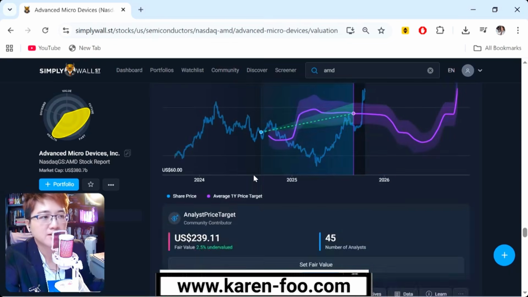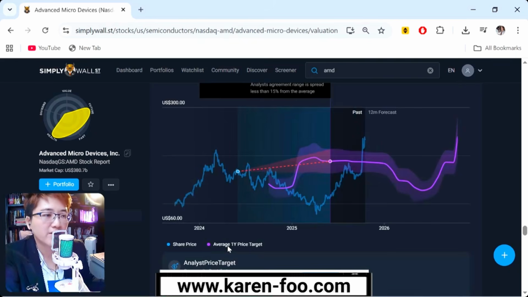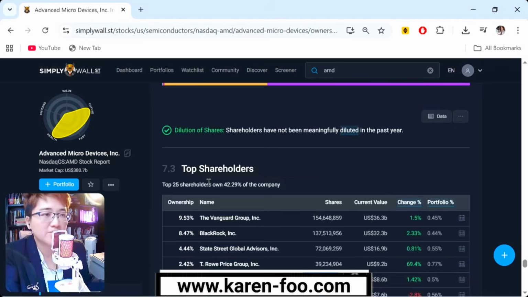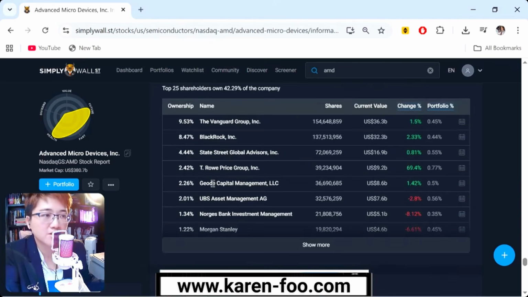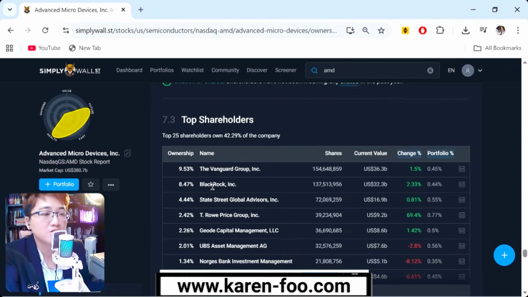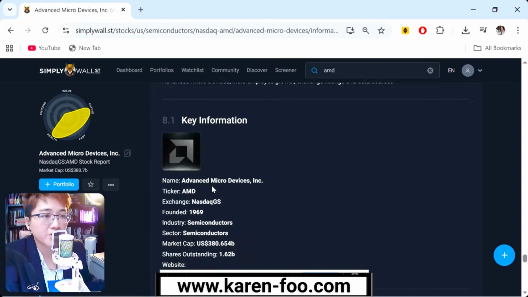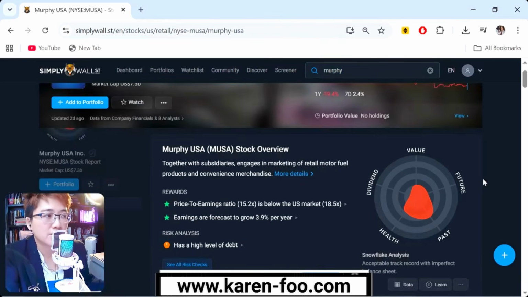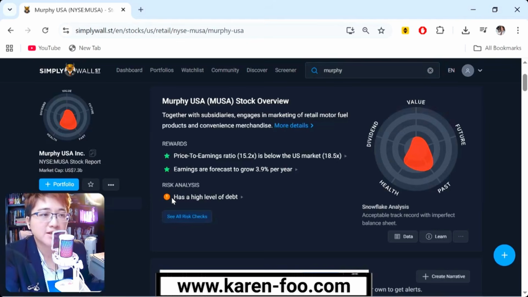And analyst price target. So this purple line over here is the average 1 year price target. All right, so they expect that the price would go down slightly in 2026 and then go back up. And when you come down here, it tells you the top shareholders. So make sure that there are institutional holdings. Very important. So let me show you a really bad company, and you'll see that the whole snowflake analysis is basically red. And one of the risks that you see is that it has a high level of debt.